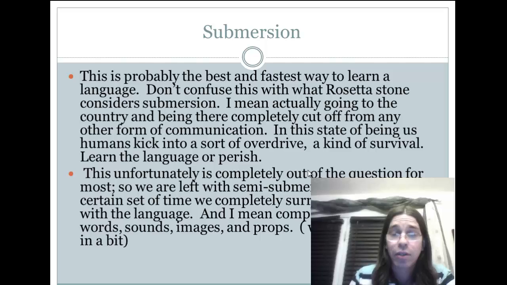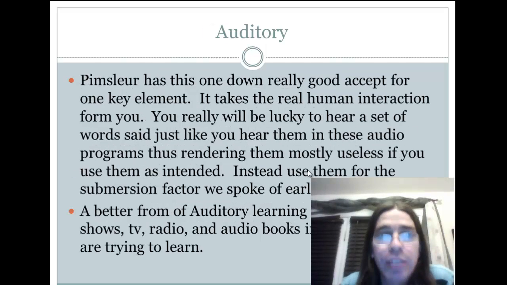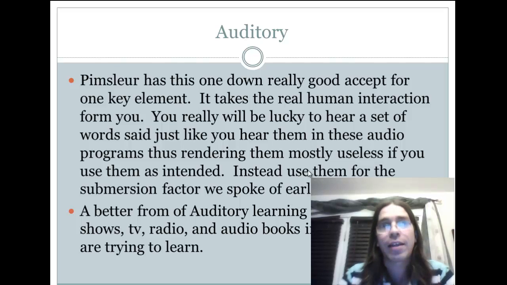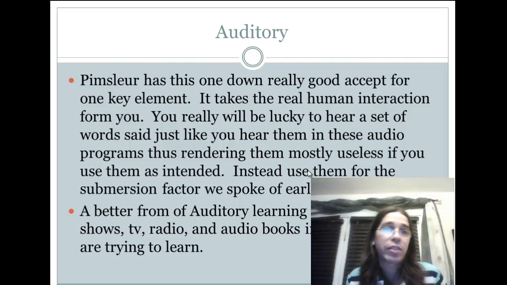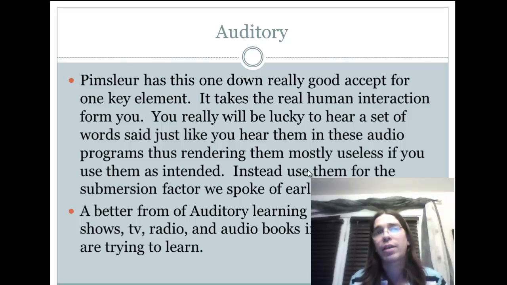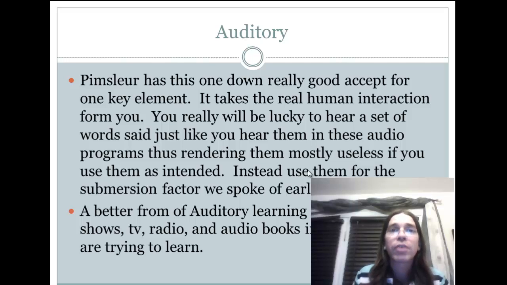You can't just be sitting in front of a computer and think that's going to count for complete submersion or even semi-submersion. Auditory, Pimsleur does this really well, except for one key element. It's that content thing I was talking about. They put up audio based on certain situations that they make up, and you have to follow them along, translations and stuff like that, and it's just really abstract, and there's no way for your brain to actually grab a hold of that content and actually consider it anything that it actually needs, because it's just too abstract and mumbled and jumbled.